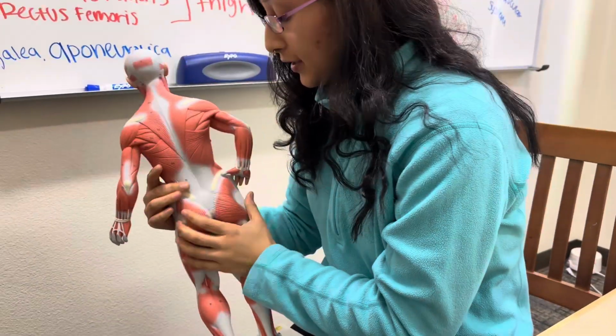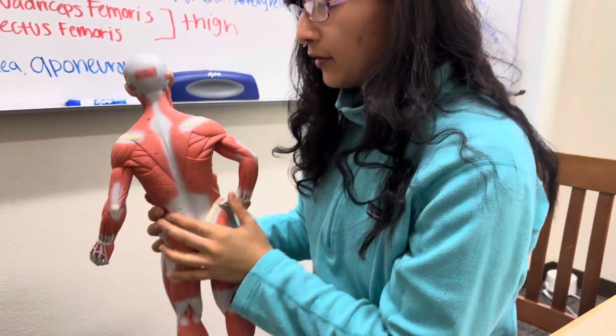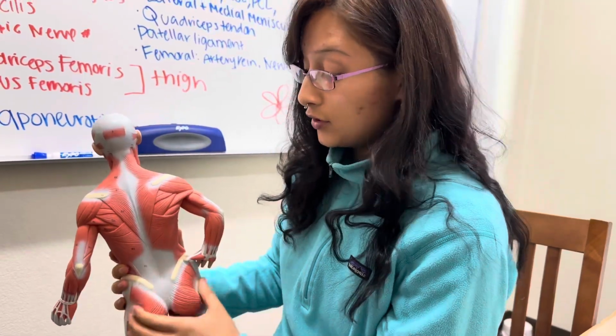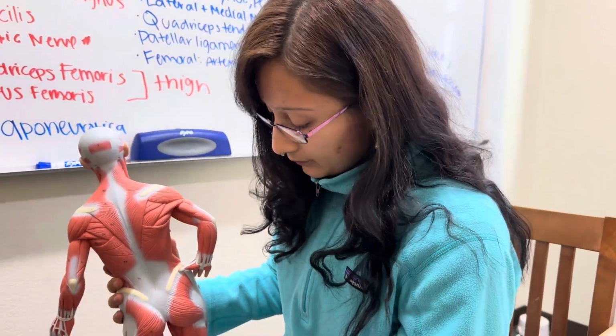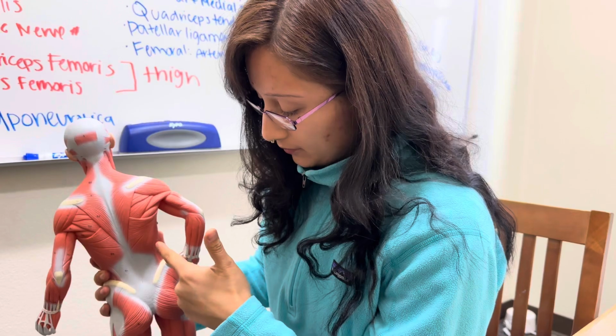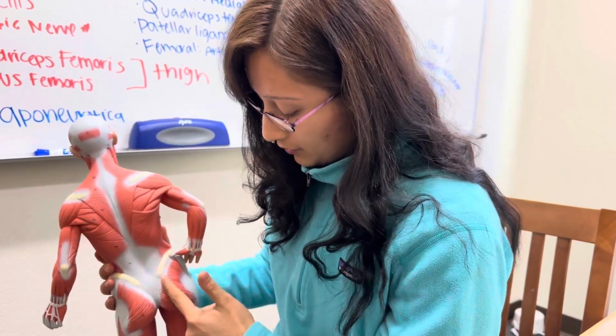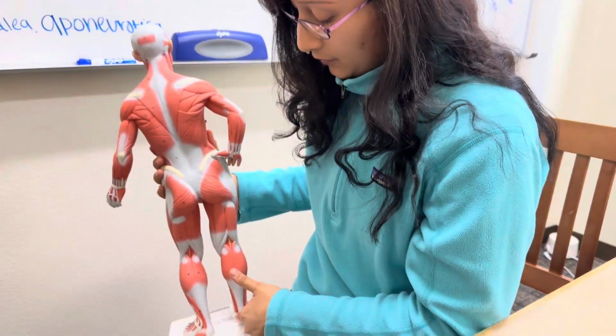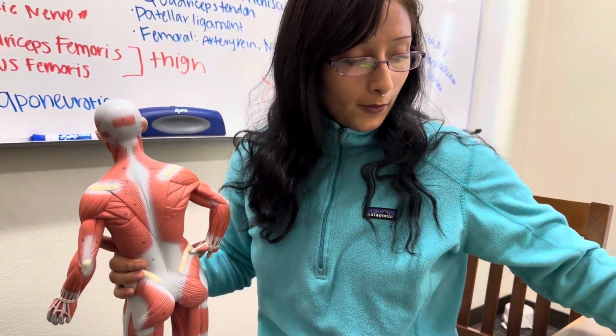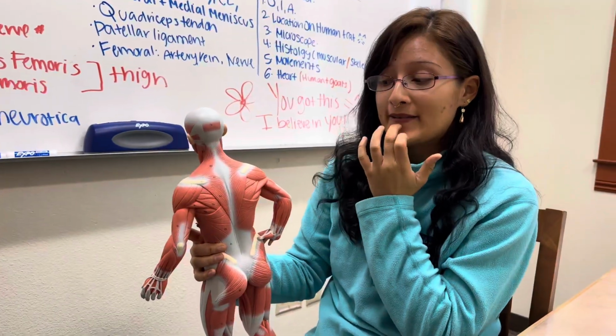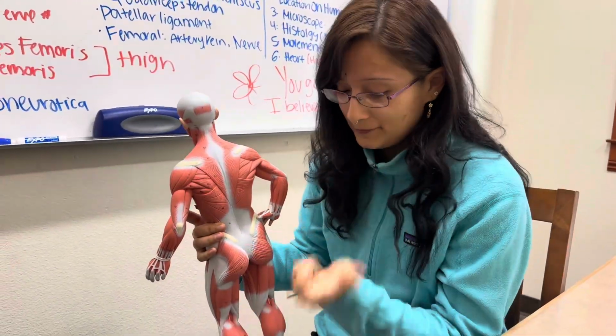Then we have the sciatic nerve. The sciatic nerve you can't see in this model, but it is in the gluteal region, and it technically originates from the gluteal region all the way down the leg. If you hit that nerve, or aggravate it, you're going to feel a lot of pain. So we don't want to do that.